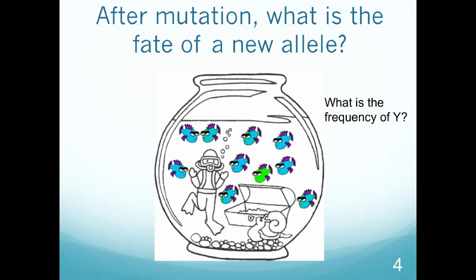What is the new frequency of the Y allele in this population? Stop and calculate this for a moment. You should have come up with, there are 20 alleles in the population because there are 10 fish. There's one Y allele. So one allele out of 20 is 0.05 frequency in the population.